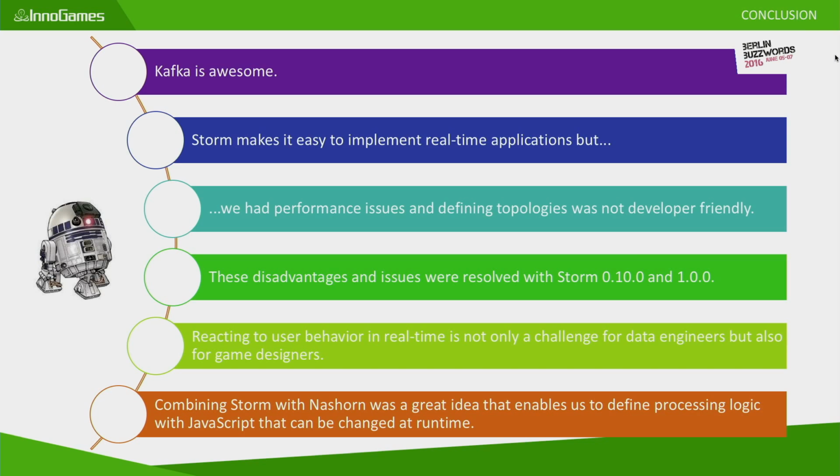Storm actually works quite well for us. It makes it easy to write those real-time computation applications. But we had performance issues. And in the beginning it was also very hard to define topologies because you had so much glue code that was really hard to test, and it was not developer-friendly. But like I've shown you, those disadvantages were addressed and partially resolved in the newest versions, 0.10 and 1.0. So that's about Storm.